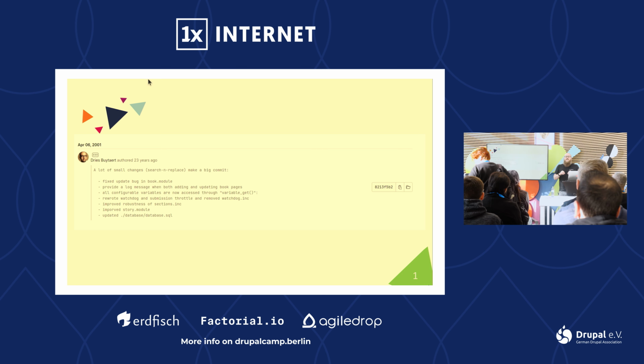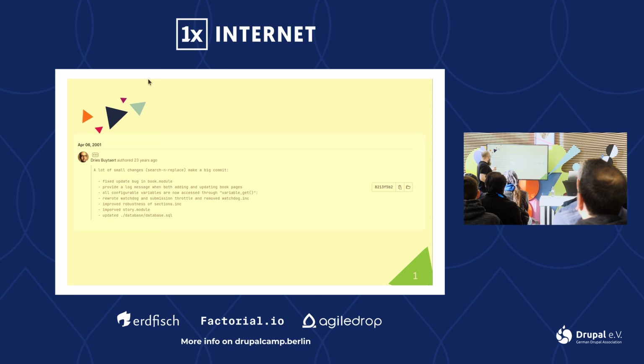It's basically like when I teach developers at our company how you should write a commit message. This is the perfect example of how not to do it. Because this commit fixed an update bug in the book module. It provides a log message when adding and updating books. So maybe those things belong together, but all configurable variables are now accessible to variable get. That's not related to any of the other things there. So that's just a bunch of things all crammed into one.